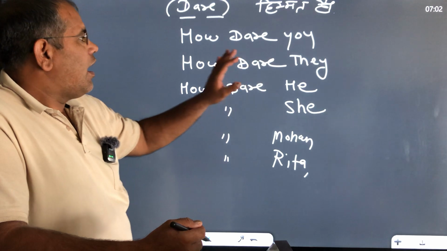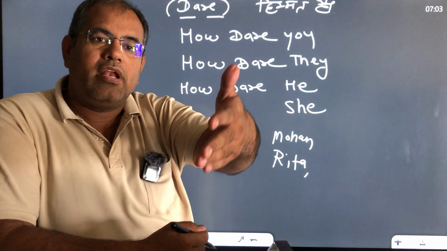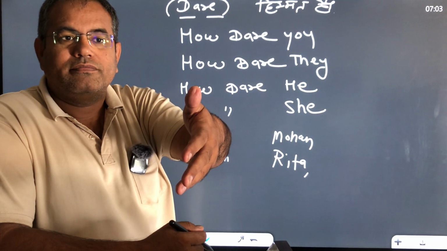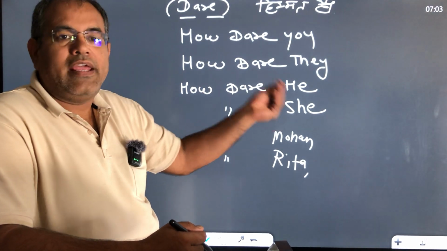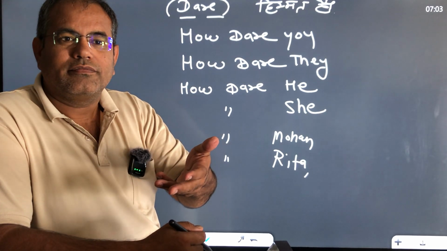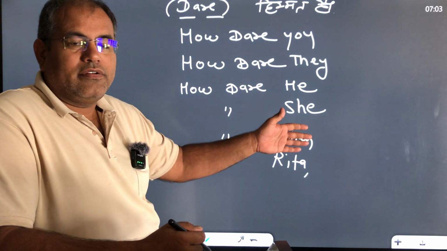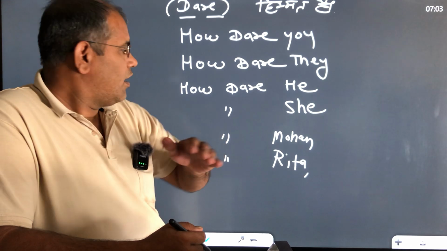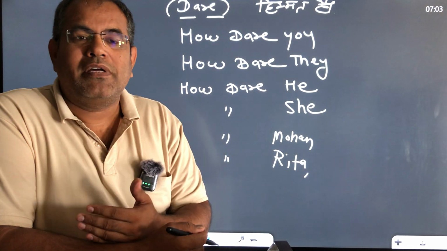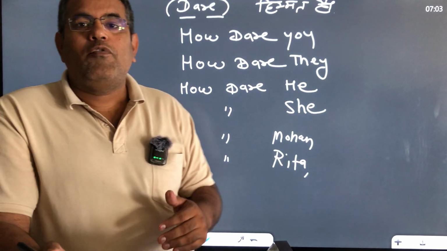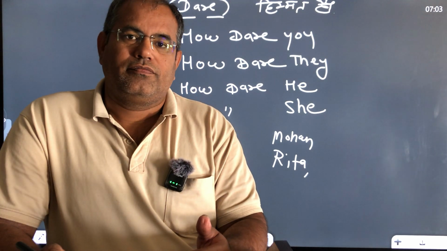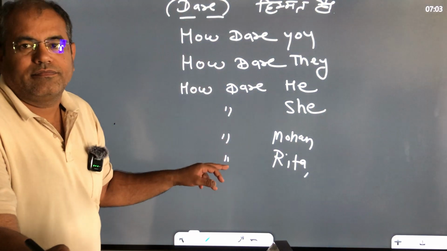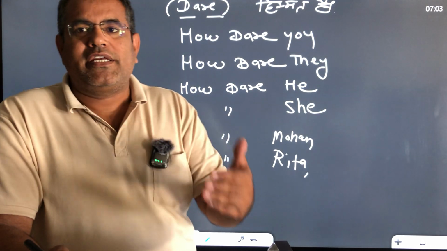Is that clear? I said how dare you, आपकी इतनी हिम्मत. I said how dare they, उनकी इतनी हिम्मत. I said how dare he, उसकी इतनी हिम्मत. How dare she, for the girls, for the ladies, उसकी इतनी हिम्मत. How dare Mohan, मोहन की इतनी हिम्मत. So guys, if you want to show your anger with emotion and feelings, in that condition you can use "how dare". Is that clear? So guys, we have patterns like that.